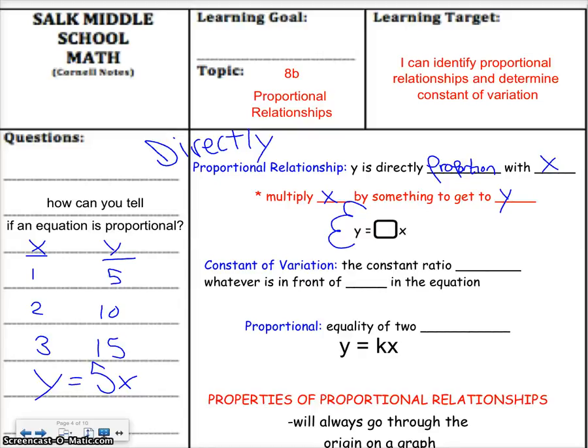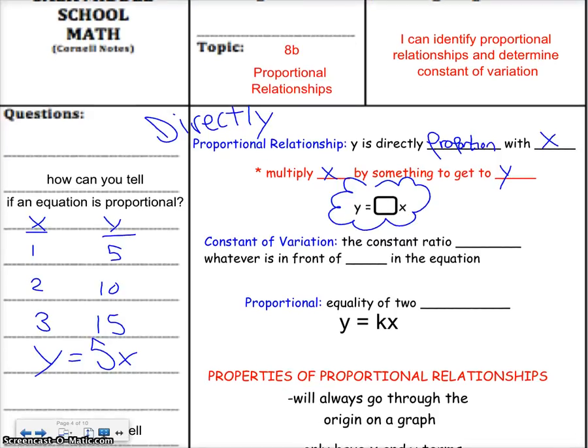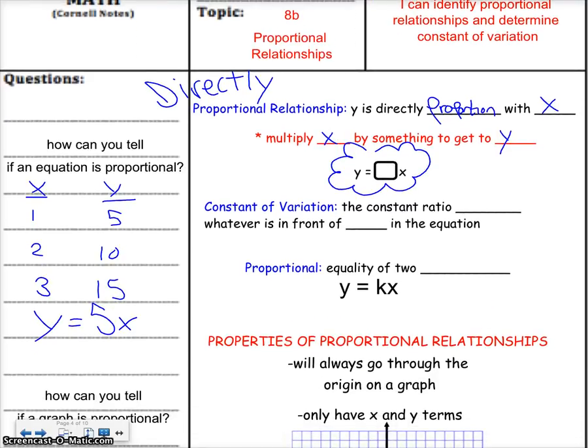Make a little cloud around this formula. This is what a directly proportional relationship formula looks like. Y equals something x. This something is what we multiply x by to get to the y. So notice here I multiplied x by 5. So that's what went there, that 5 went there. It's called our constant of variation.